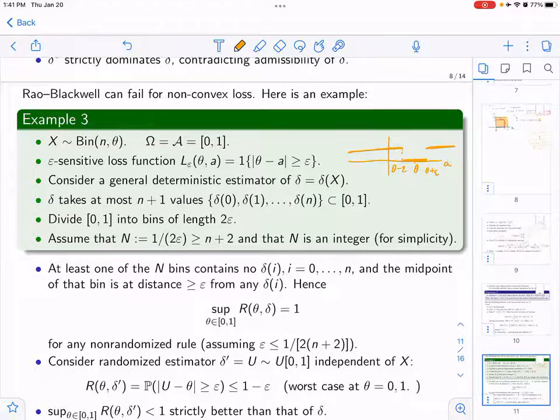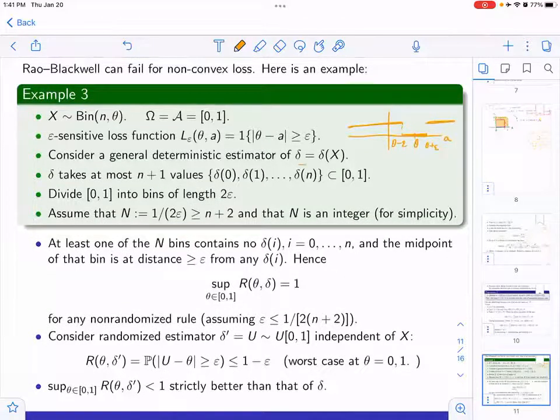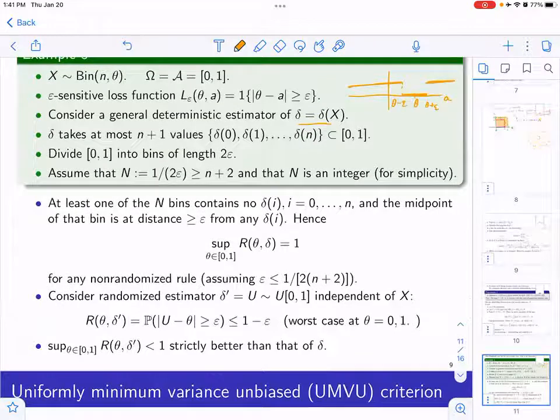And so consider a general deterministic estimator. A general deterministic estimator is a rule that assigns to every possible value of the observation x one value, let's say in 0 to 1. And this can be viewed as a vector or a set of values, delta 0, delta 1, up to delta n. So a rule is determined by specifying these n numbers. What value should I assign to each one of them? And so the rule takes at most n plus 1 values.